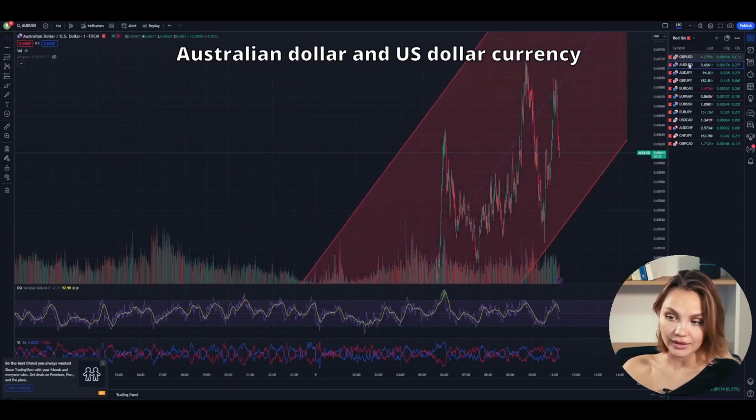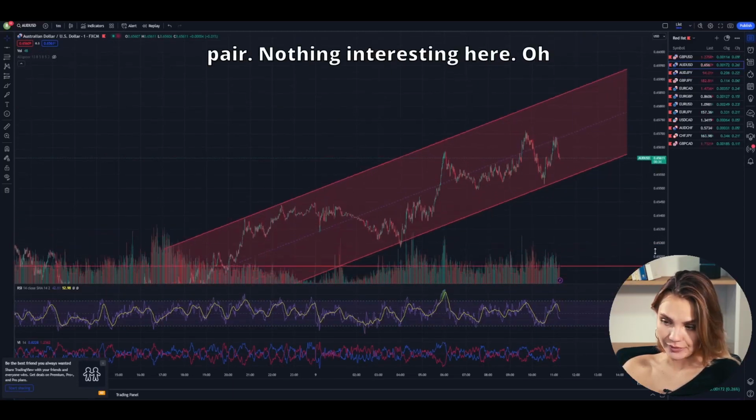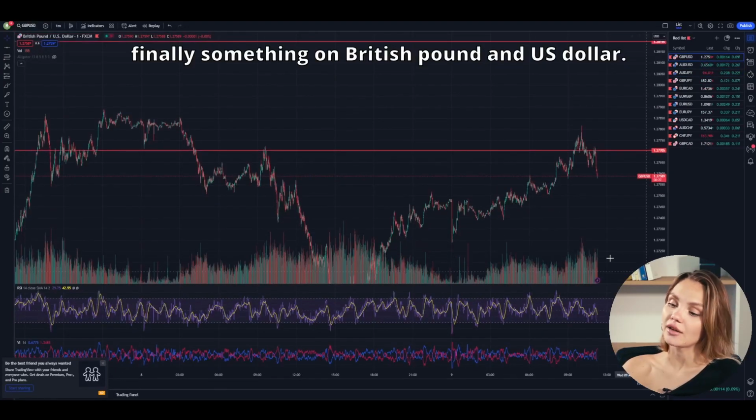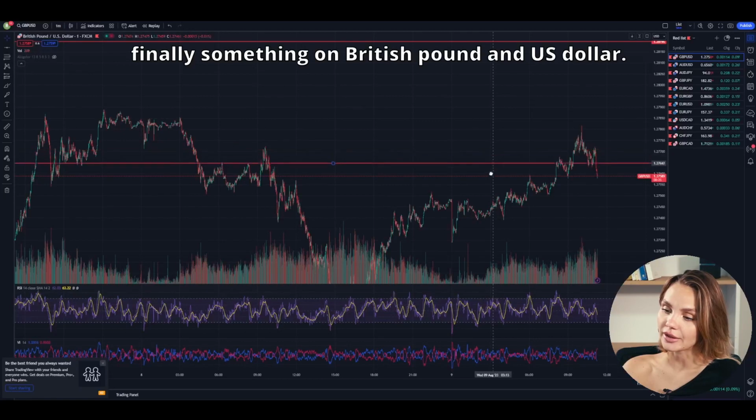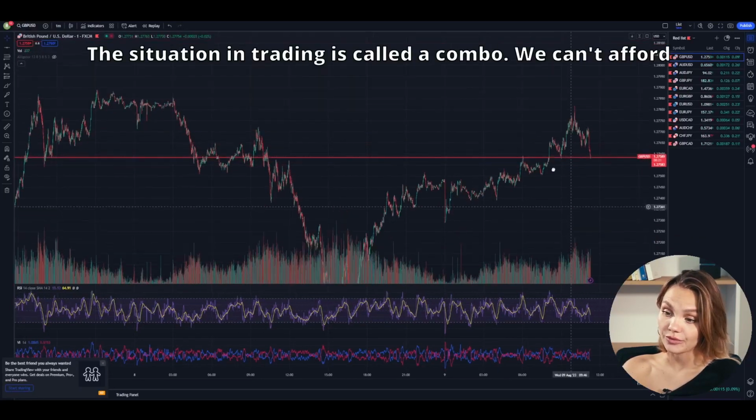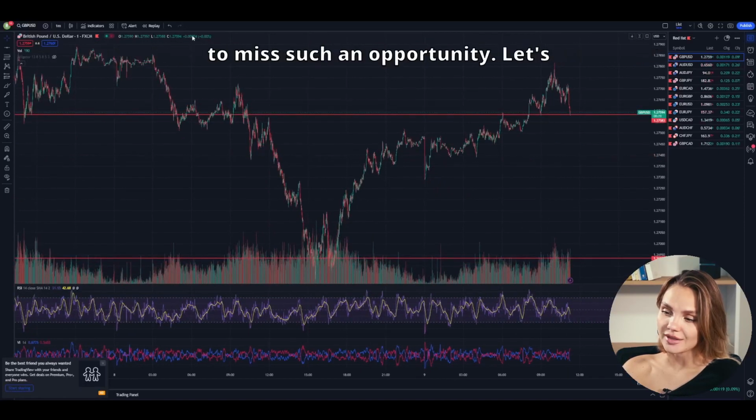Alright, the Australian dollar and US dollar currency pair. Nothing interesting here. Oh, finally something on British pound and US dollar. The situation in trading is called a combo. We can't afford to miss such an opportunity.